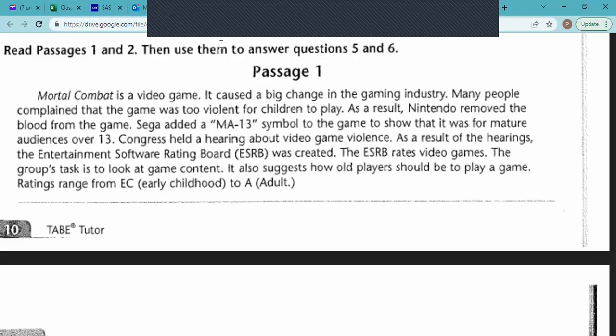The ESRB rates video games. The group's task is to look at game content. It also suggests how old players should be to play a game. And so the ratings range from EC, early childhood, to A for adults. All right, go ahead and pause your screen and reread the paragraph.